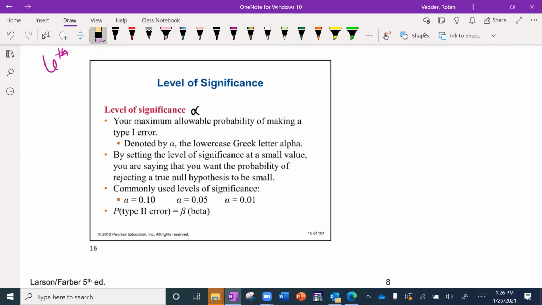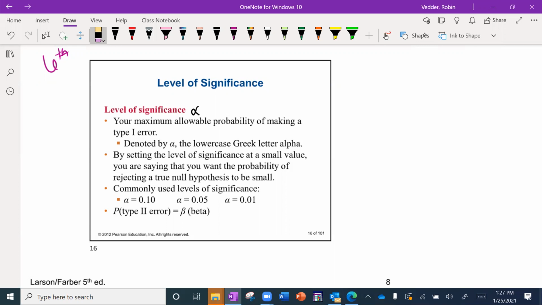So alpha has to do with a type 1 error. Type 1 error is rejecting the null when it's true. By setting the level of significance at a small value, you're saying that you want the probability of rejecting a true null hypothesis to be small. So the smaller the alpha that's used in a problem, the less possibility of making a type 1 error.